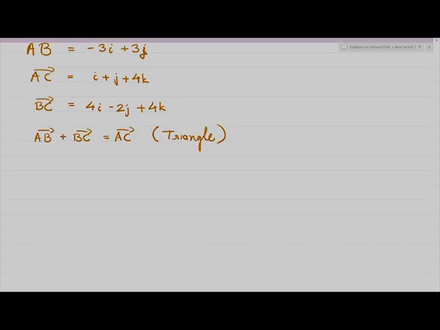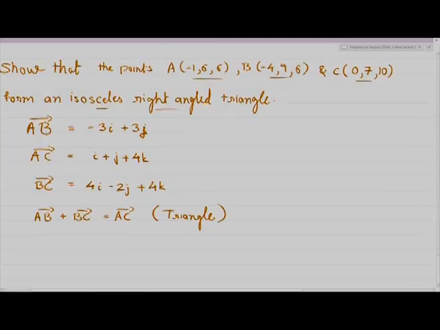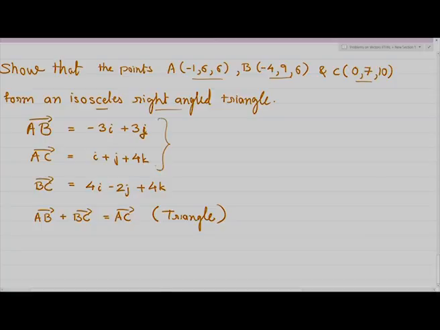Okay. Now, we want to show that this triangle is isosceles. That means two sides are equal. Can you guess which two sides are equal from this representation? Okay. So, I guess these two sides are equal.